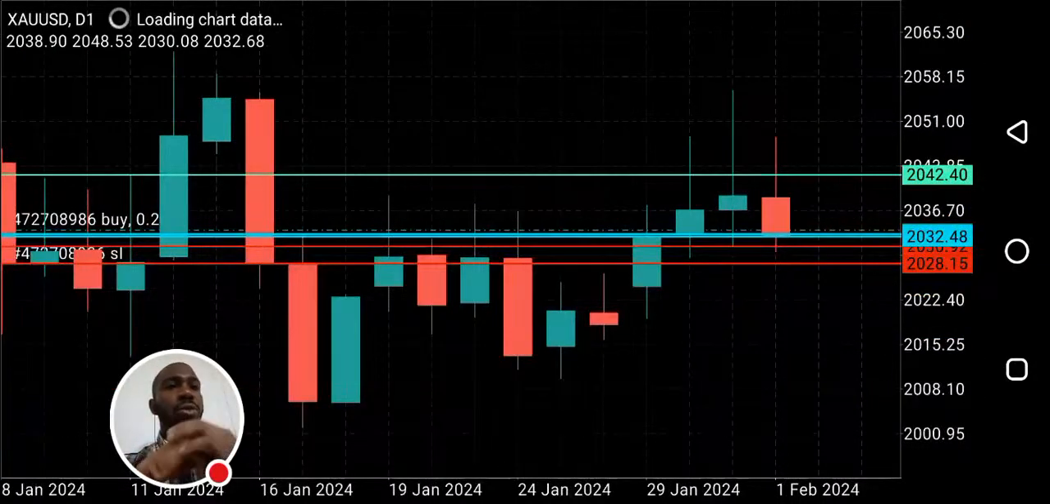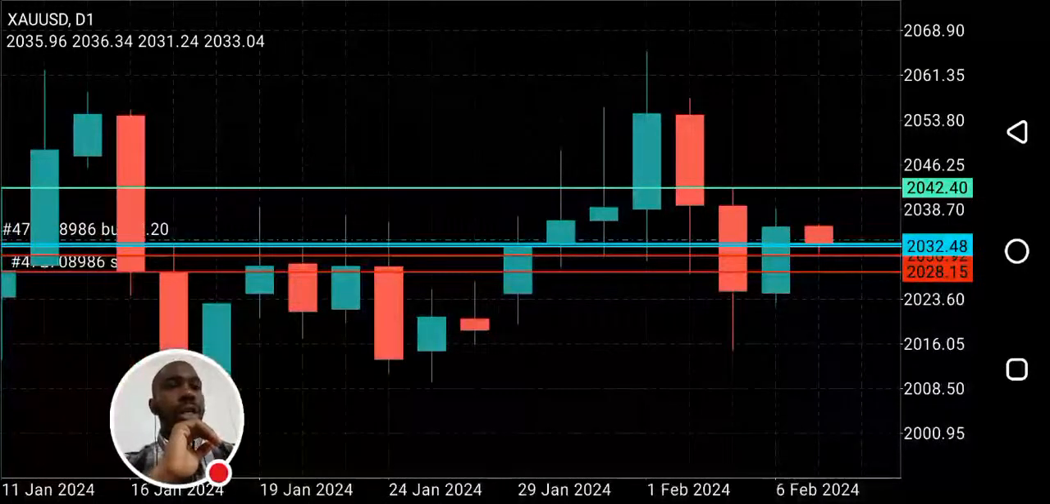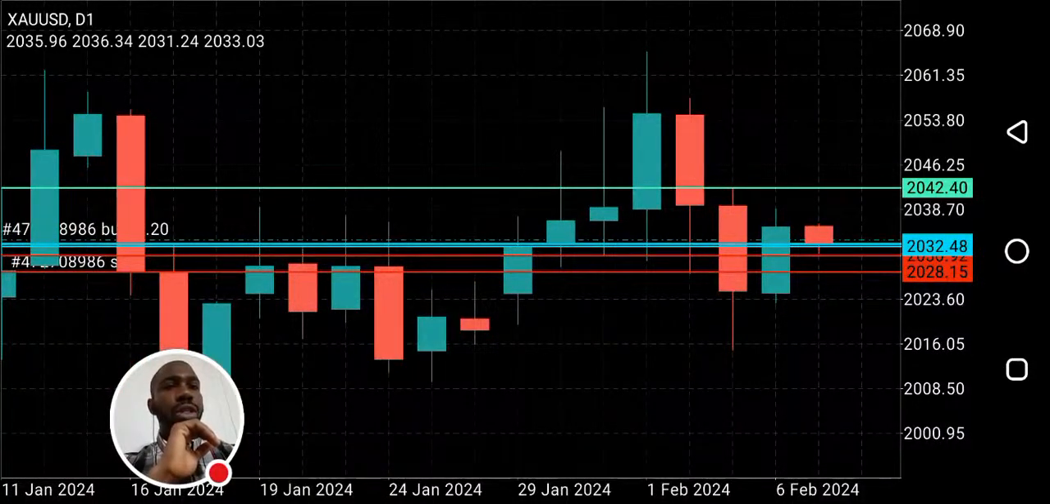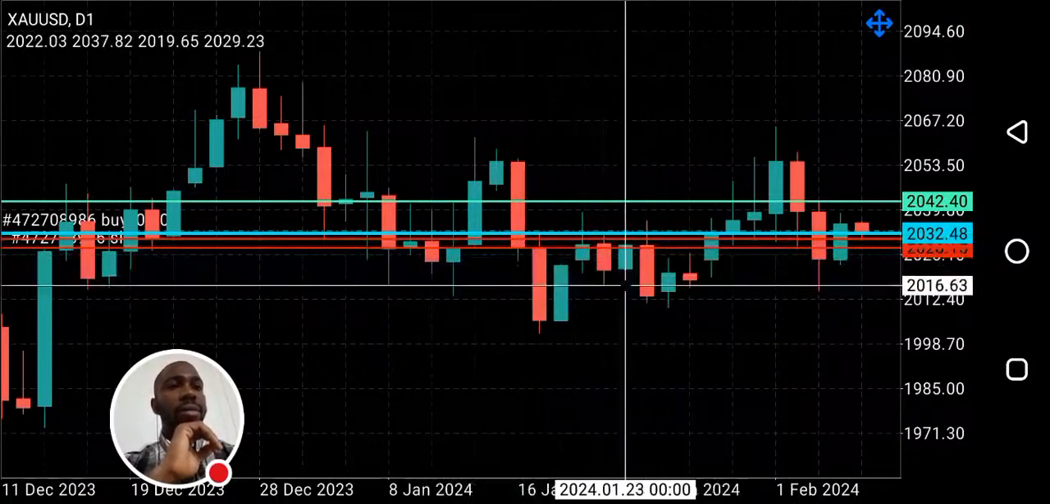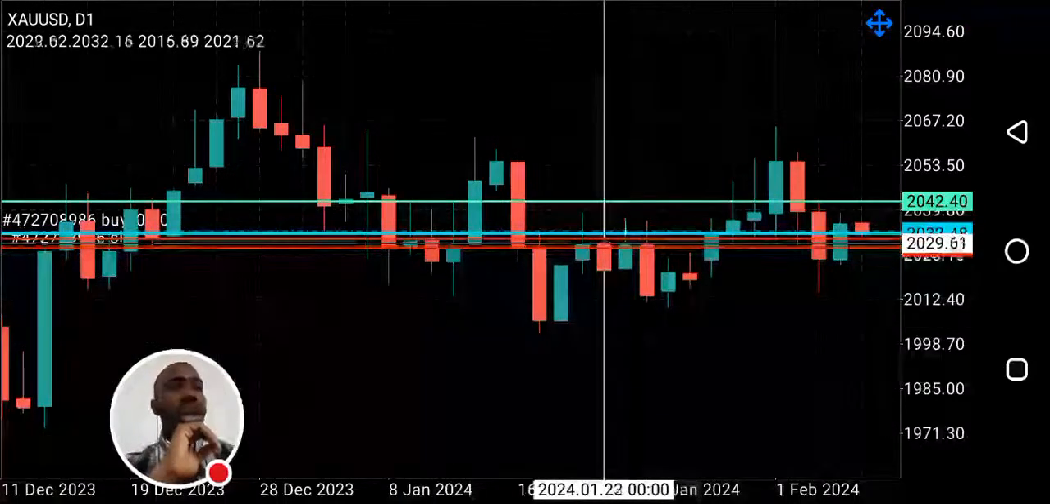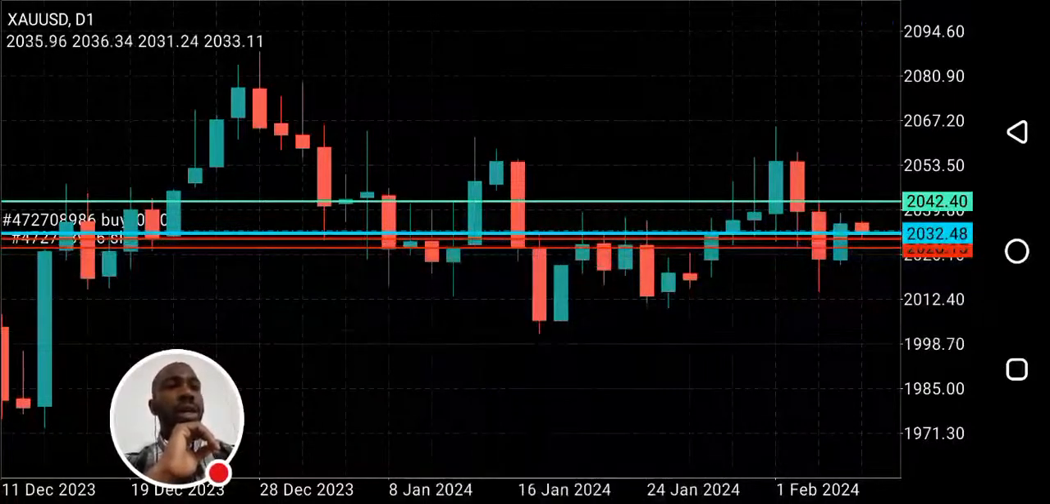Let's see how yesterday candle closed. You can see yesterday candle closed bullish. Can you see that? And if you go back here, you will see we had a resistance here, which became a support.